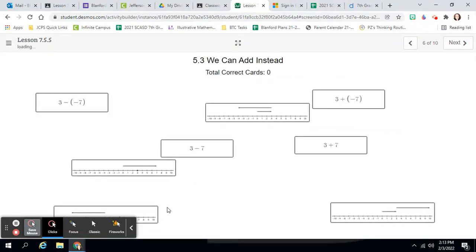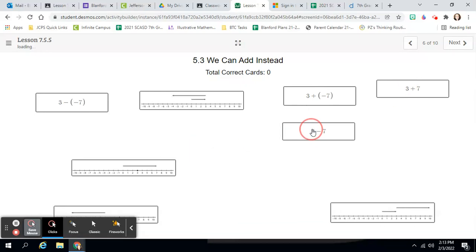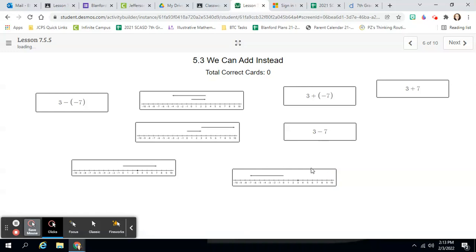So I actually can use addition to solve subtraction. Let's look at this. It says we can add instead. So what we're going to do is match up problems with number lines. Okay, so I want you to take a second to try to connect what goes with what.